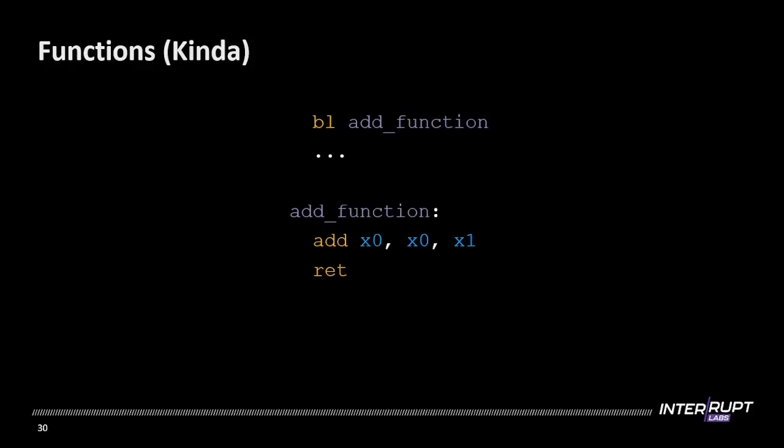So in this example, we call add function with BL. The add instruction is performed, and then we return just after that BL with ret. The link register isn't anything special, it's just another name for the general purpose X30 register. So now on to exercises. These are ARM64 control flow 2.